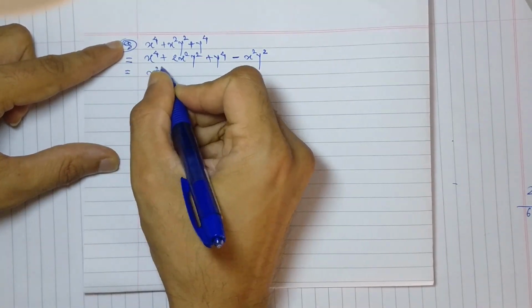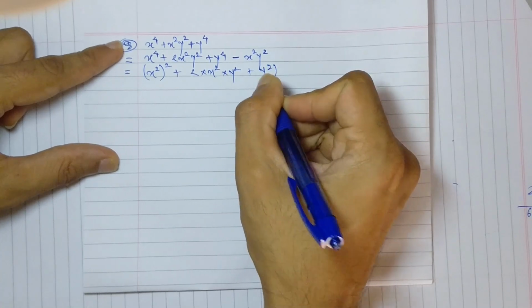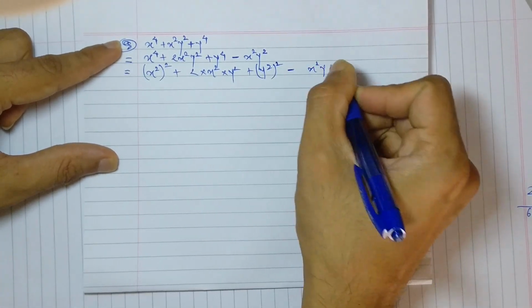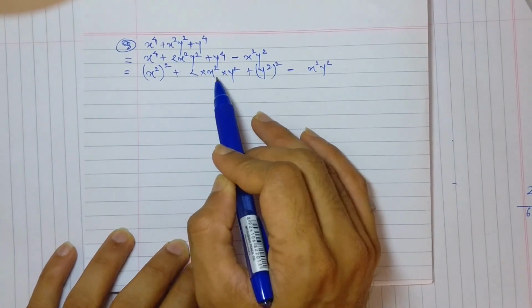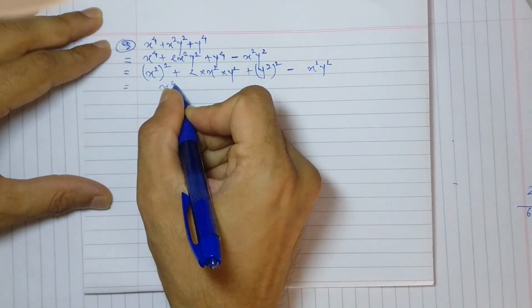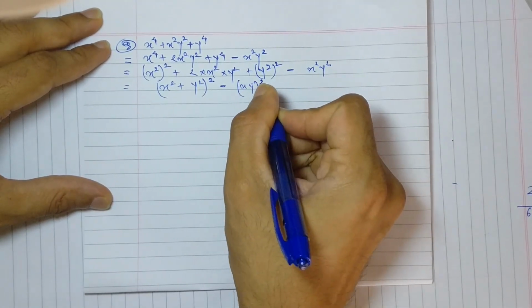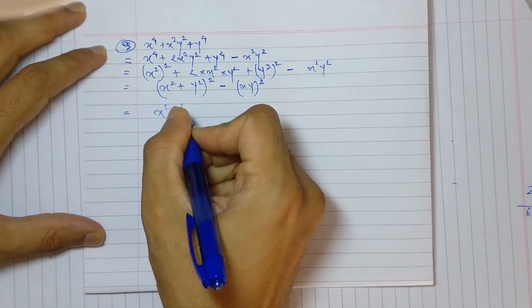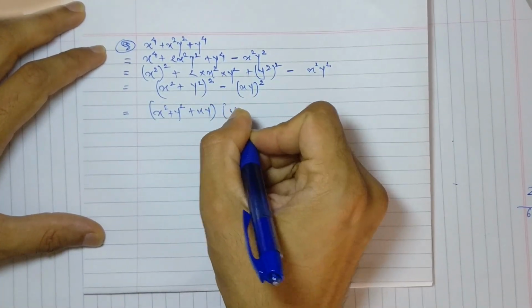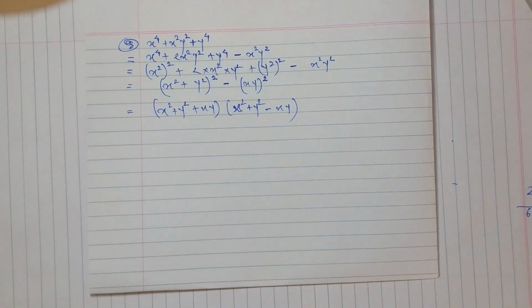So just see this, x square the whole square plus 2 into x square into y square plus y square the whole square minus x square y square. Do you understand this? I converted the first 3 terms into the form of a square plus 2ab plus b square. Now see how I write it. A plus b the whole square minus xy the whole square. Now it is of the form of difference of 2 squares, a square minus b square, which is a plus b and a minus b. X square plus y square plus xy and x square plus y square minus xy.